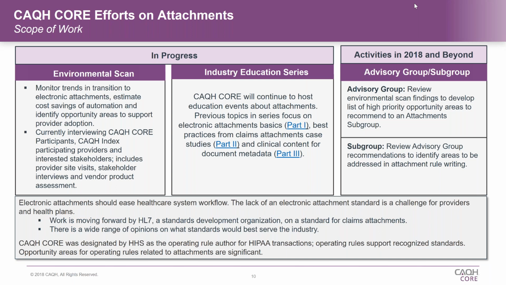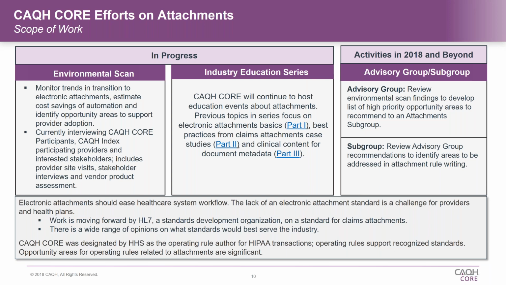All of that will funnel into an advisory group and a subgroup process that we have established for all of our projects, including the attachments project. The advisory group will be chaired, and the environmental scan findings will help us develop a list of high priority opportunity areas and recommendations for an attachment subgroup to consider for operating rules. I know I just spoke a lot about what the advisory group is going to do, and then the subgroup is going to launch and actually write operating rules around attachments. All of that is going to be important for those participating in CORE, and for any entity in the industry that wants to be part of that process. We'll have an opportunity to share with us exactly who you are and how we can work together.